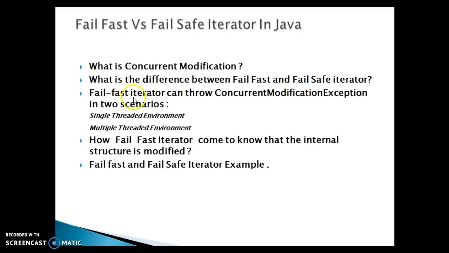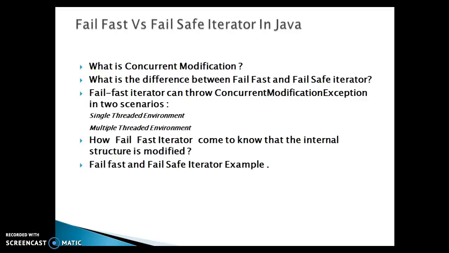The next question in this list: a fail fast iterator can throw concurrent modification exception in two scenarios. In the first scenario, you can have a single threaded environment itself. In a single threaded environment, after the creation of the iterator, if the structure is modified at any time by any method other than the iterator's own remove method, then you'll get the concurrent modification exception, right?